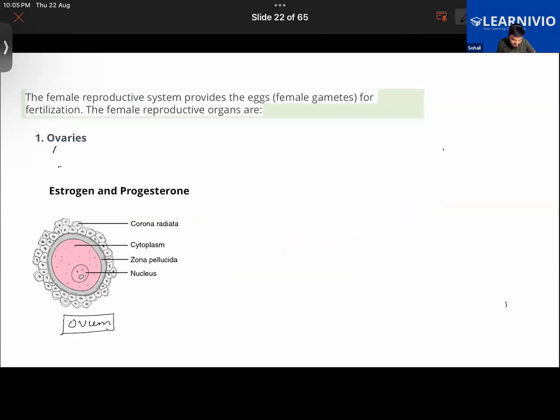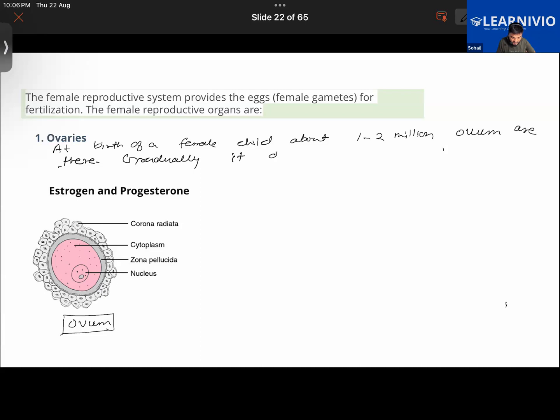So at birth of a female child, about 1 to 2 million ovum are there. Gradually, it decreases to just 25% when they reach puberty.